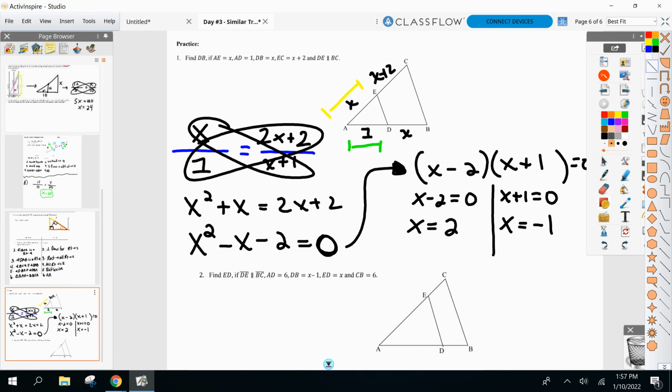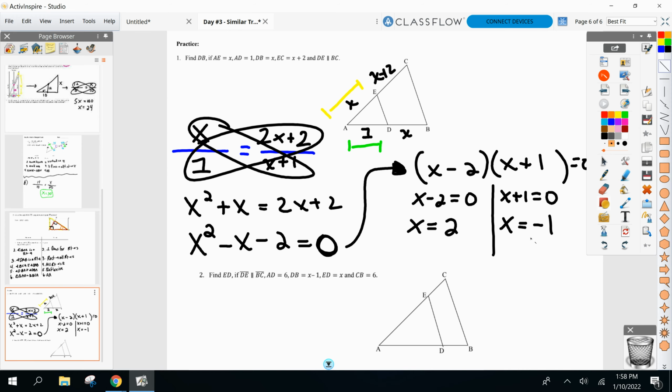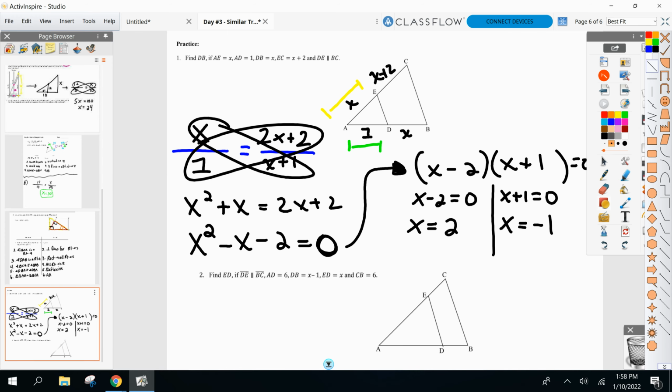Let's have this awkward staring contest until somebody tells me we got a problem. Hi, Jonathan. X being -1 wouldn't work. Why? It would make some of the sides negative. Yeah, look, if I take -1 and plug it into DB or AE, you're going to get a negative side. Not going to happen. So make sure we reject that answer.